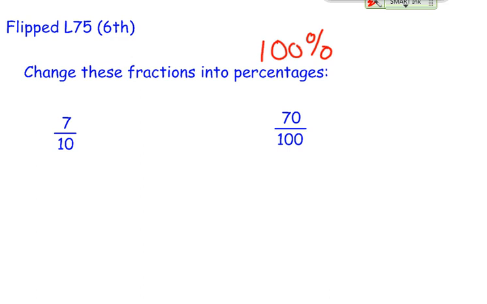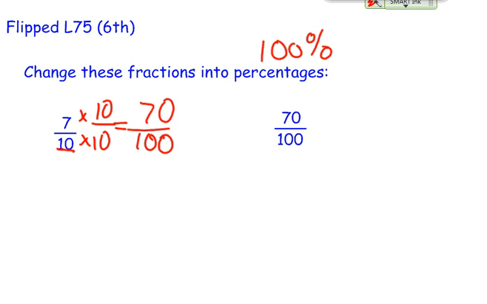It says 7/10 to start. And so we want it to equal something over 100, all right? And so how does this 10 here become 100? Well, we're going to multiply by 10, 10 times 10. And if I do it by the bottom, I want to do it by the top. And so 10 times 10 equals 100. And so 7 times 10 equals 70 over 100.